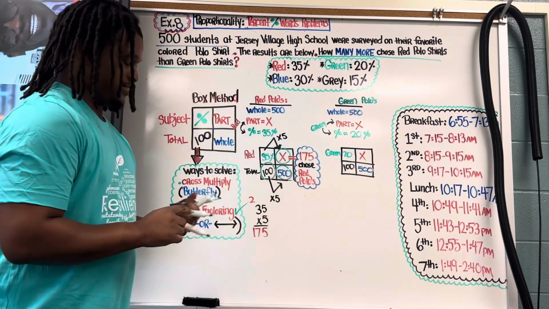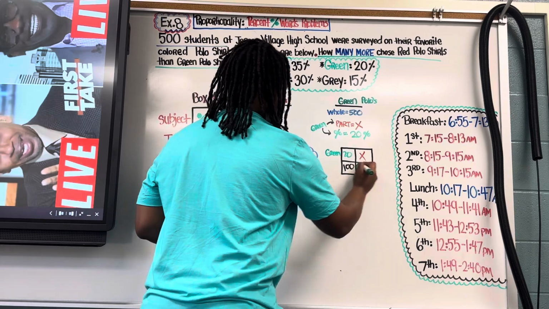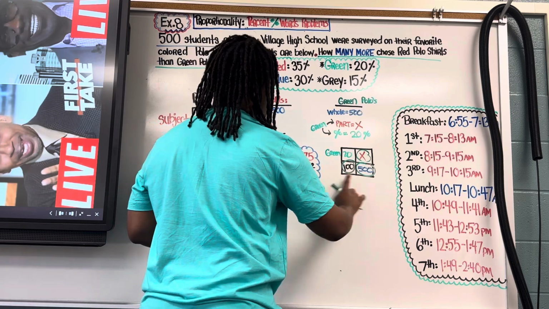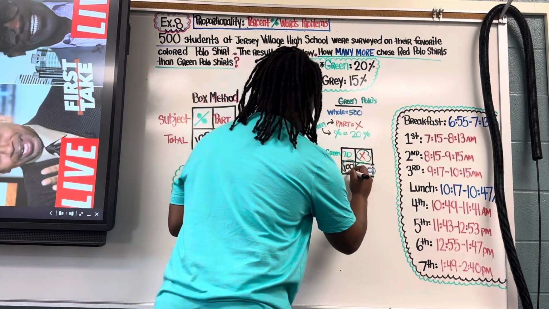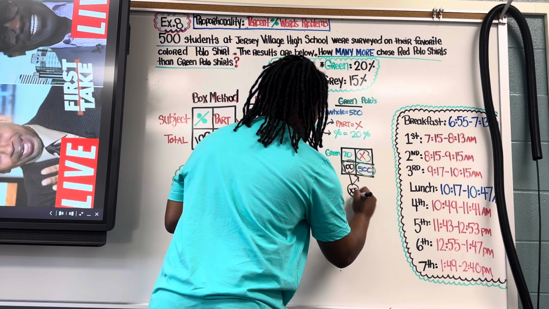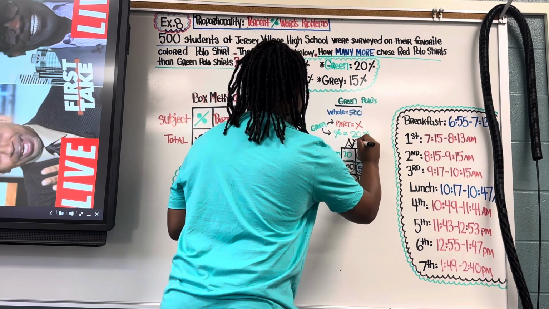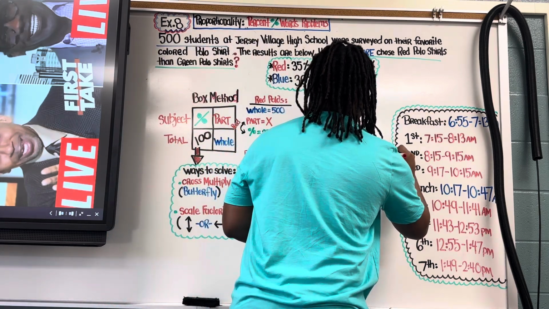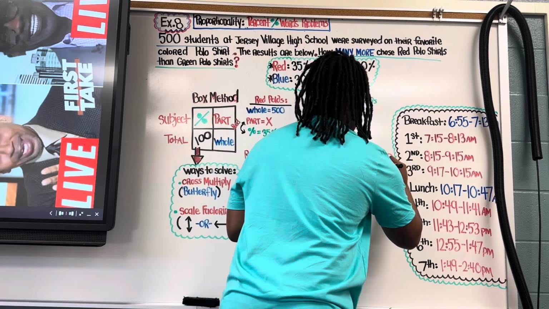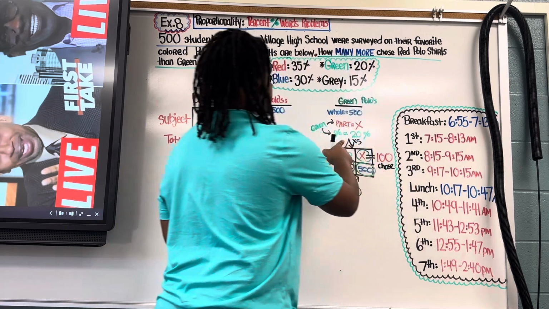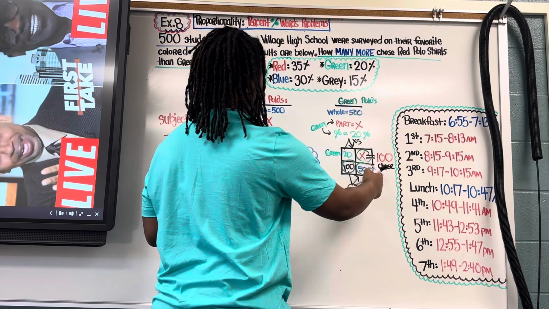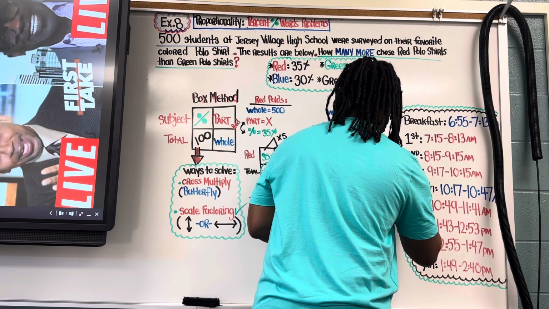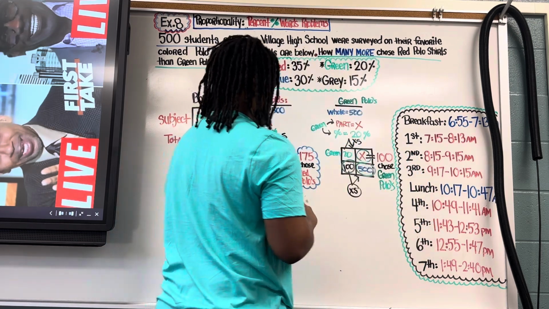Once again, guys, just like we did over here, I know that 500 is a multiple of 100, right? And X is over here. So I can go from left to right, or horizontally, right? So if I multiply 100 times 5, I will get 500. And if I multiply 20 by 5, I will get 100. Okay? So it's safe to say, guys, that 20% of 500 is 100. And 100 students chose green polos.